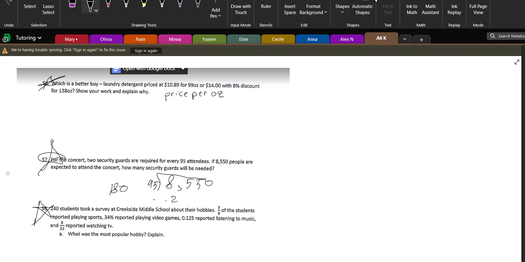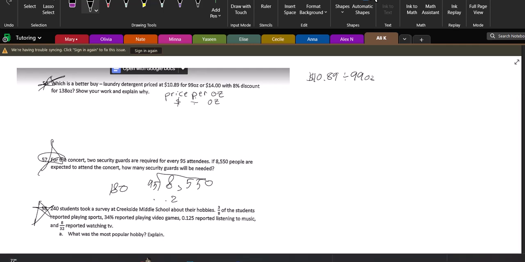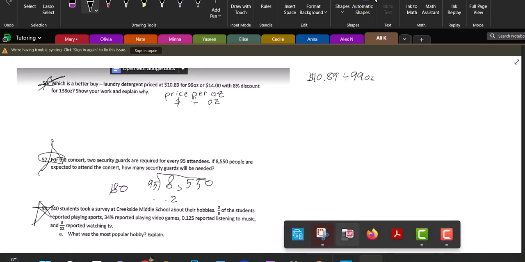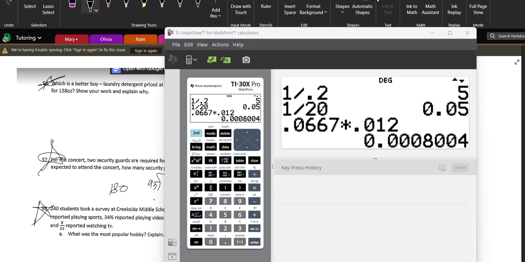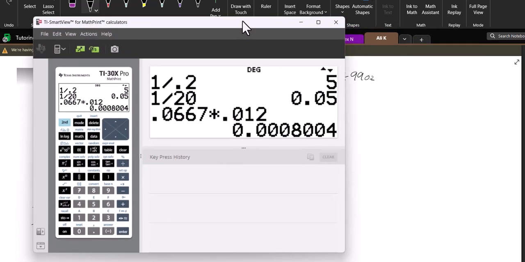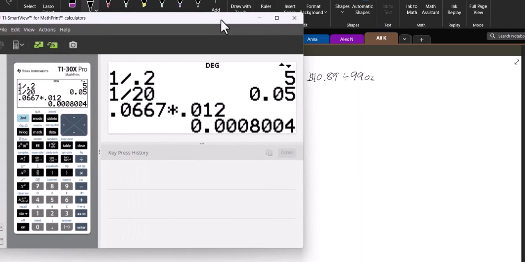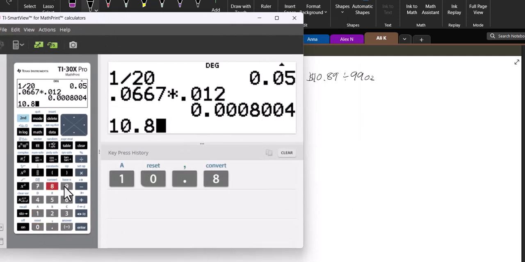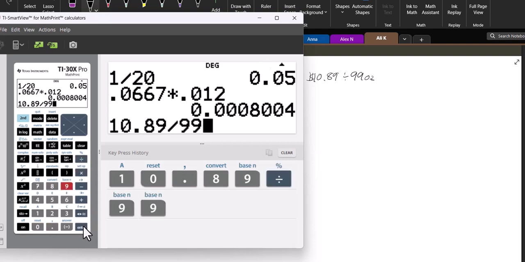So to figure out the price per ounce, you are going to divide price by number of ounces. So for the first laundry detergent, that one's easy. It's $10.89 divided by 99 ounces, which would be $10.89 divided by 99, so 11 cents per ounce.